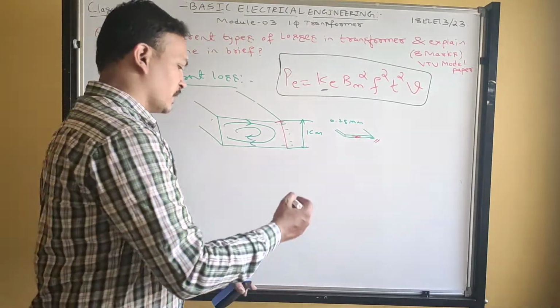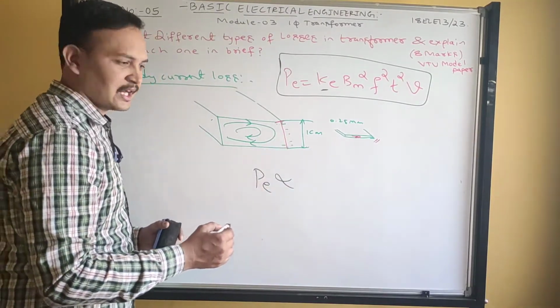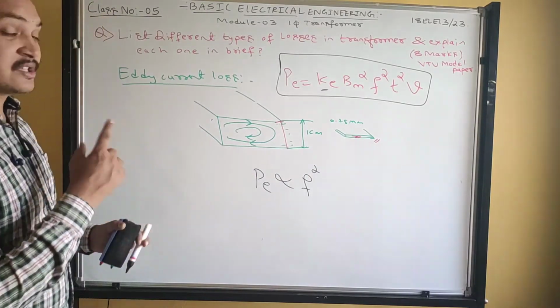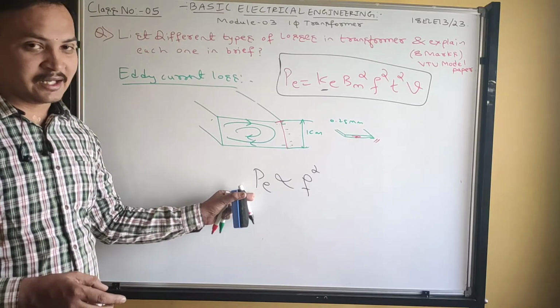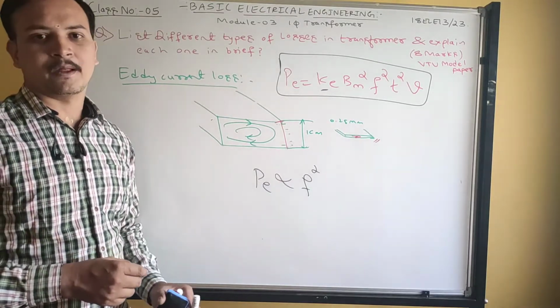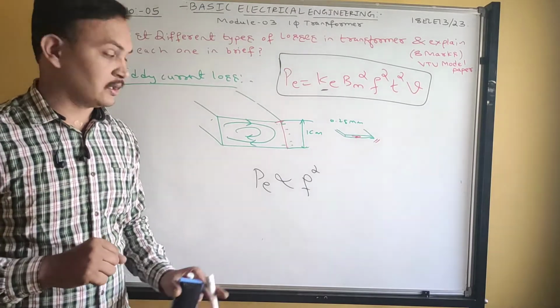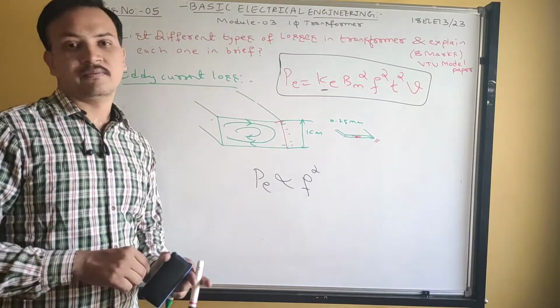Okay, got it? So in the viva they will ask, and you should say like this: eddy current loss is directly proportional to the square of the frequency. See, if the supply frequency is 50 Hz, then what about your eddy current loss? 50 square. Okay, what about hysteresis loss? It is directly proportional to the supply frequency, but eddy current loss is proportional to the square of the supply frequency.